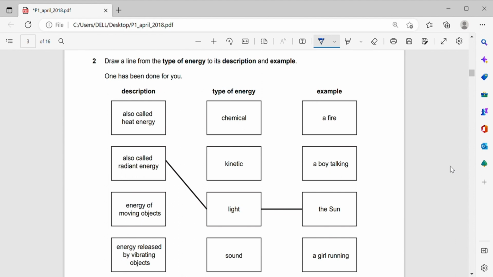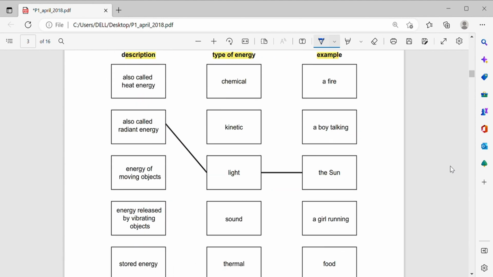Question number 2, draw a line from the type of energy to its description and example. So we have description, type of energy, and an example. The first one, also called heat energy. Which one here is also called heat energy? Great, heat energy here, it's the thermal as well. Example of thermal energy, we have what from these options? We have fire.